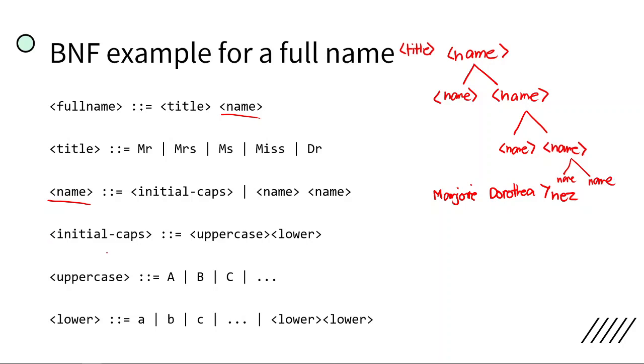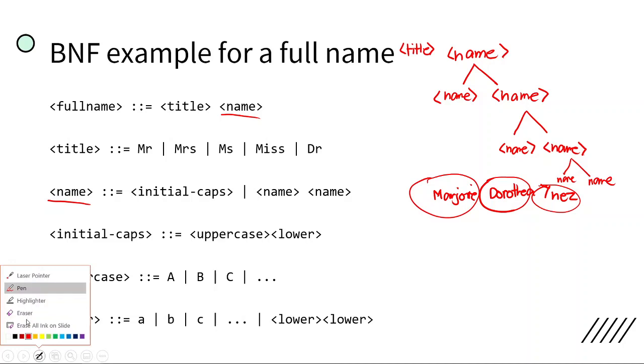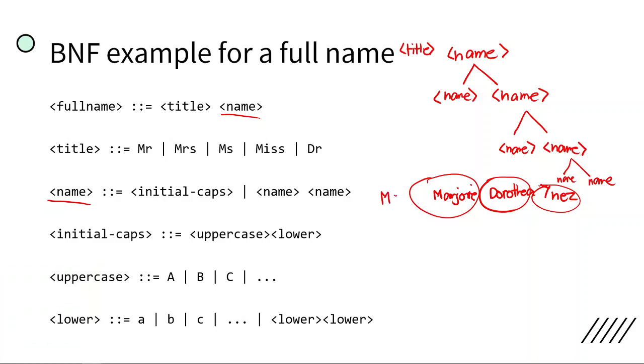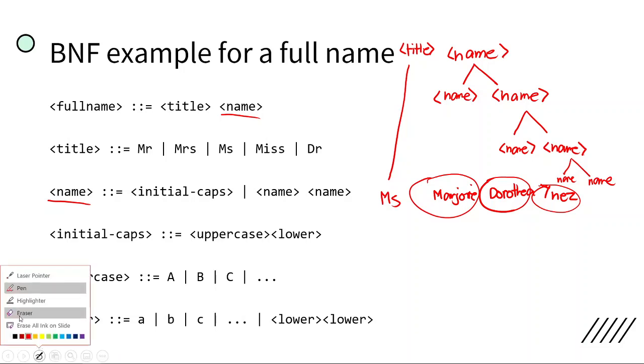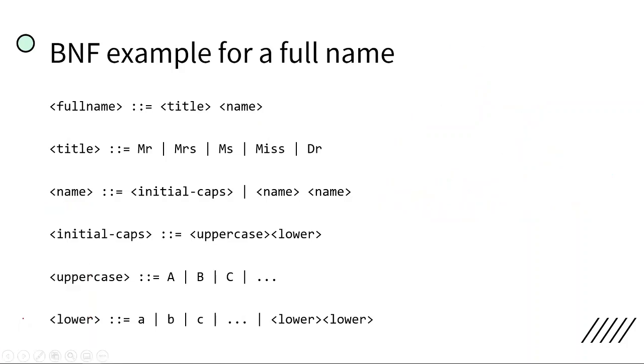So as for initial caps, it's like this: a capital letter at the start and then small letters afterward. Okay. Questions for this? About how we derive it? No questions? Okay. Next slide.